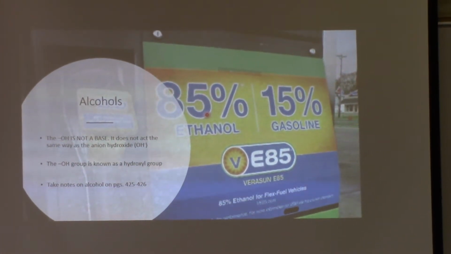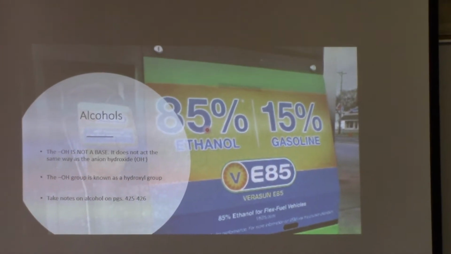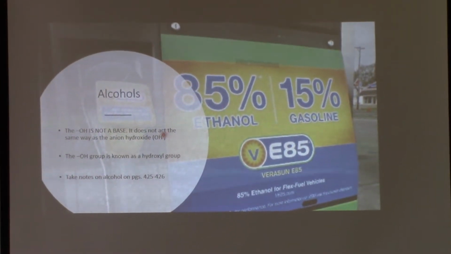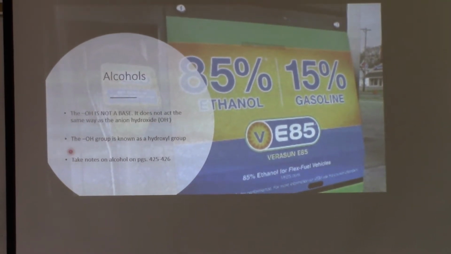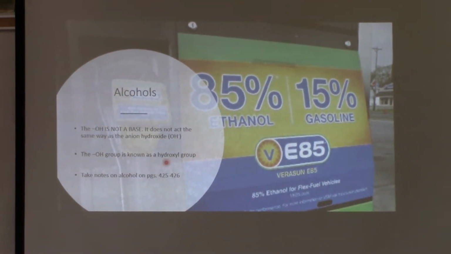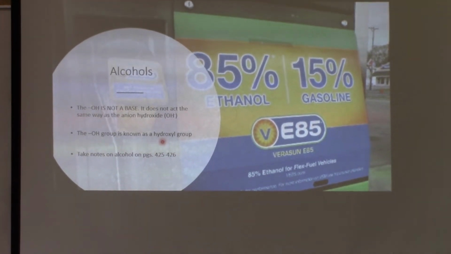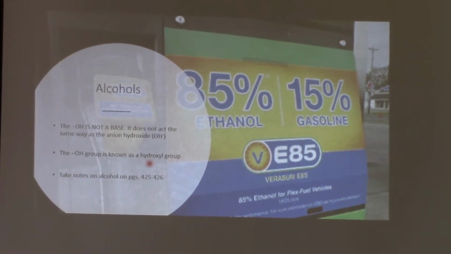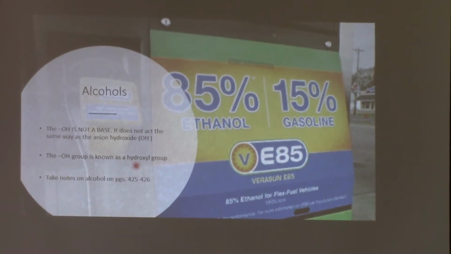Now, alcohols, the hydroxide, what you should understand is it's not a base. It does not act the same way as the anion hydroxide. It's bonded to a hydrocarbon. The OH group is known as a hydroxyl group, not as hydroxide. So when it's in combination with hydrocarbons, the OH acts differently than hydroxide.